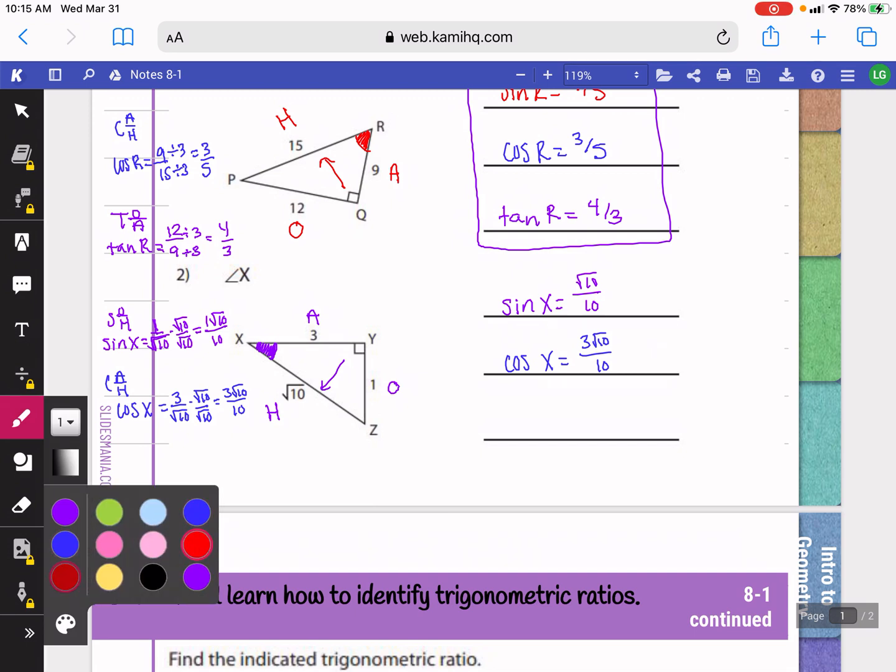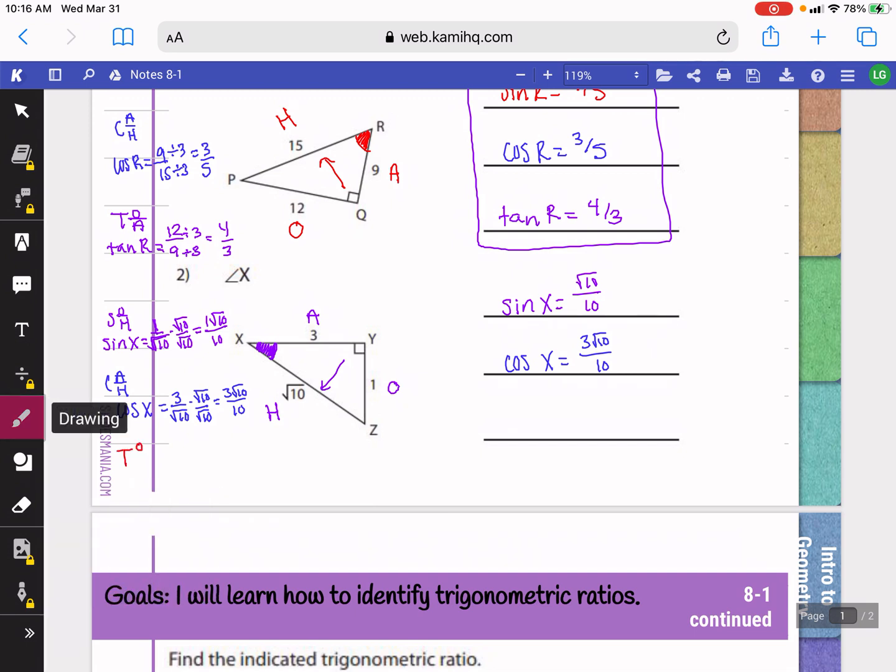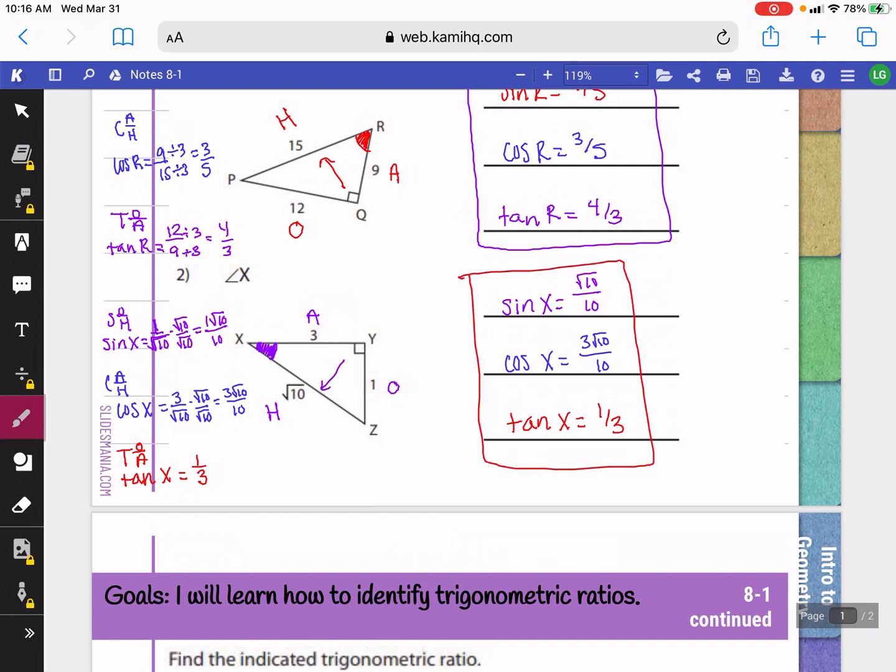Next, I'm going to find the tangent. So TOA. So tan x is equal to O over a, or 1 over 3. That's already simplified. And now I have my 3 trig ratios for this right triangle.